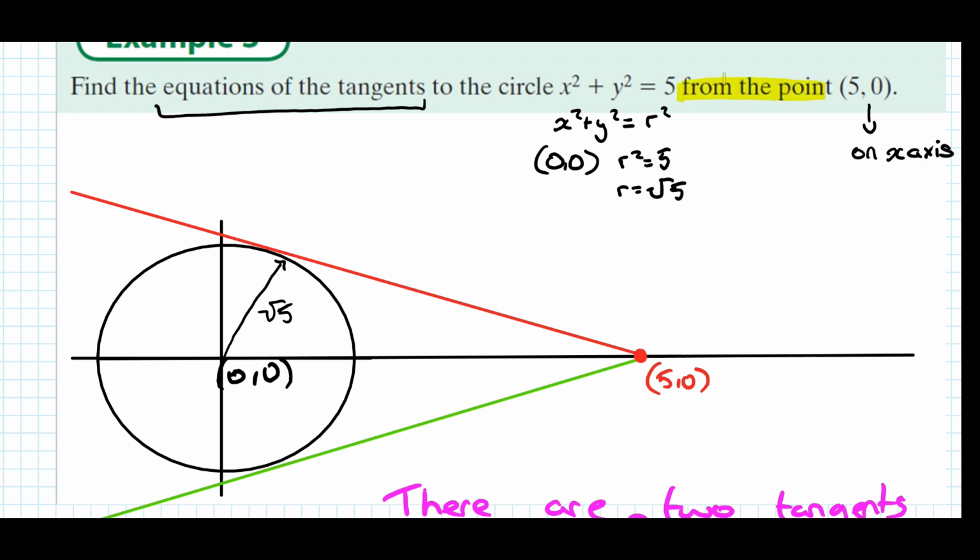From the point. If it says from the point, this is really, really important. From the point means the point is outside the circle.